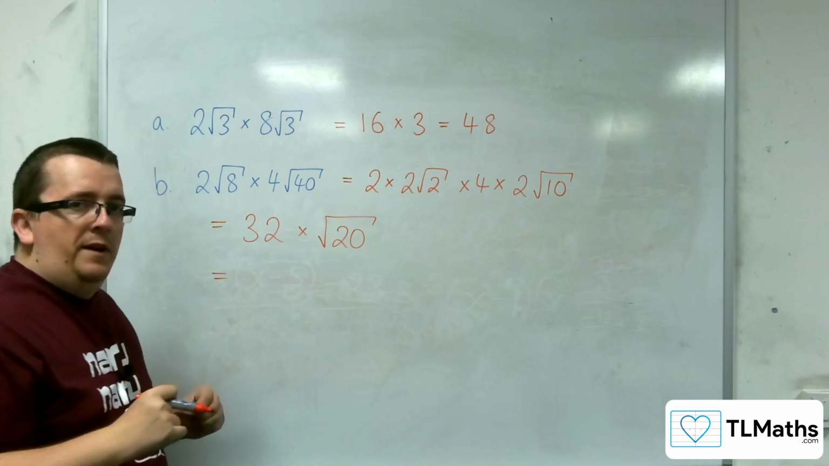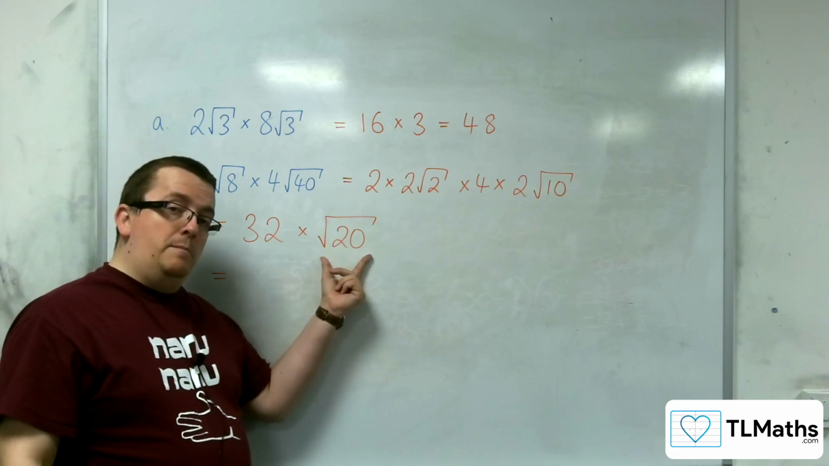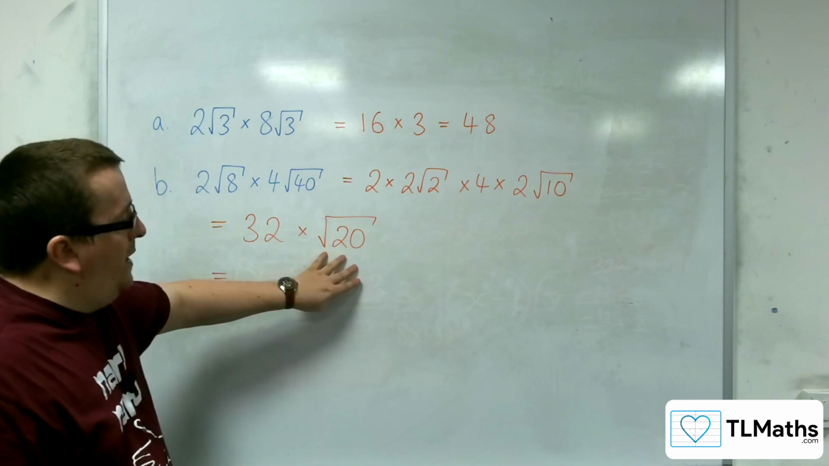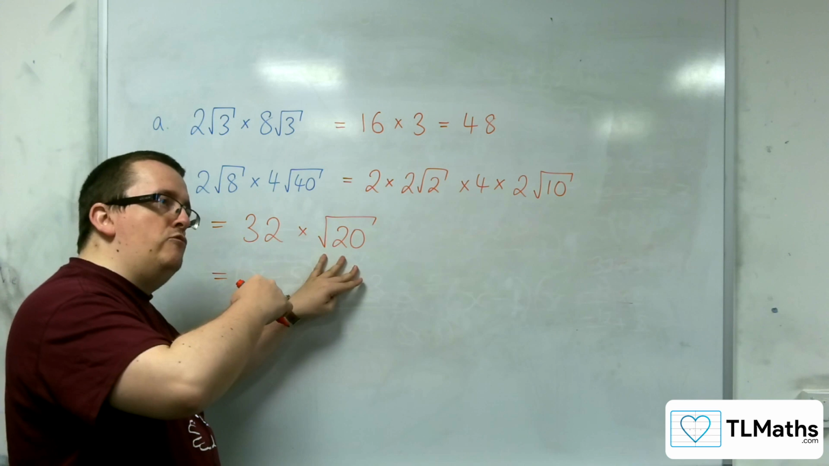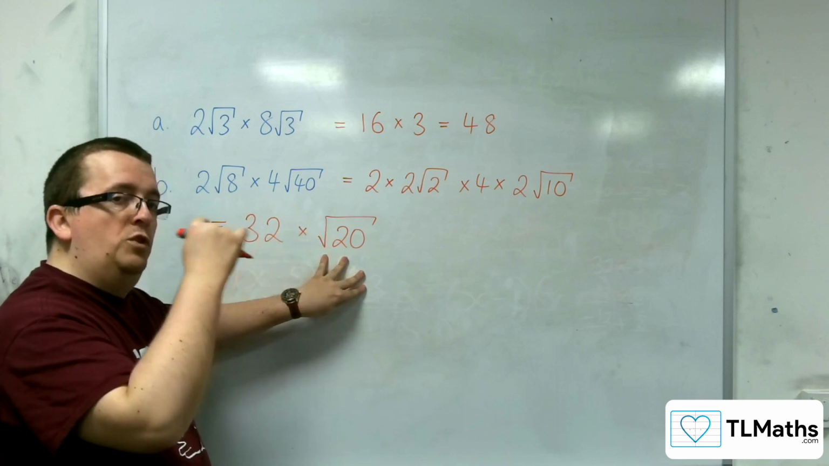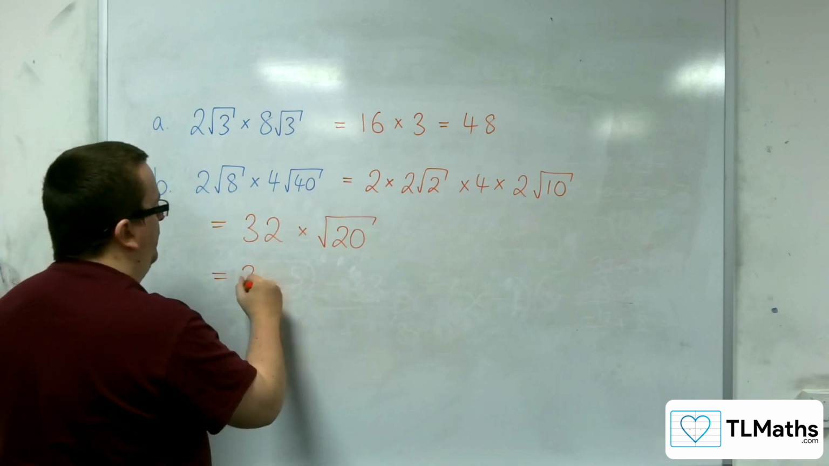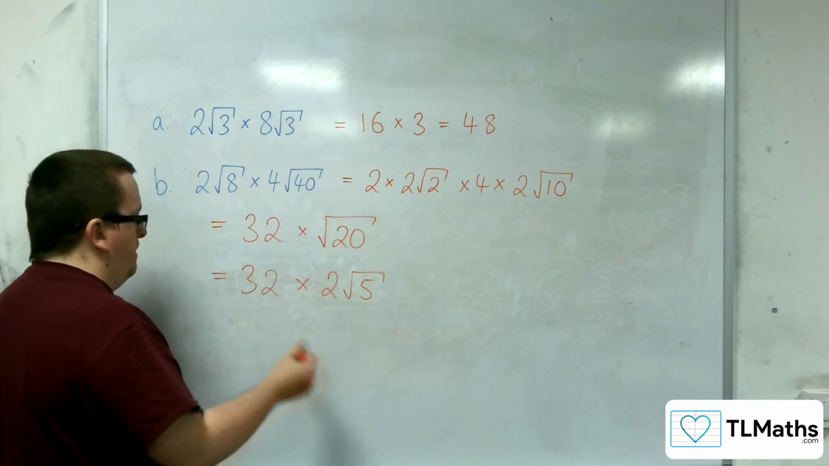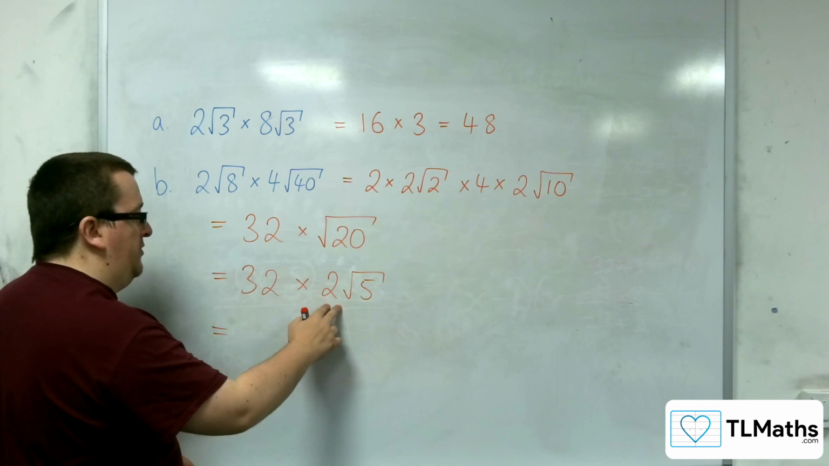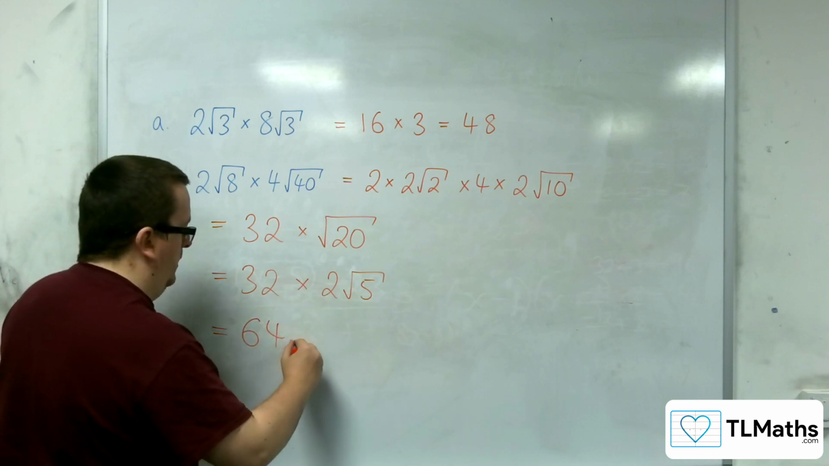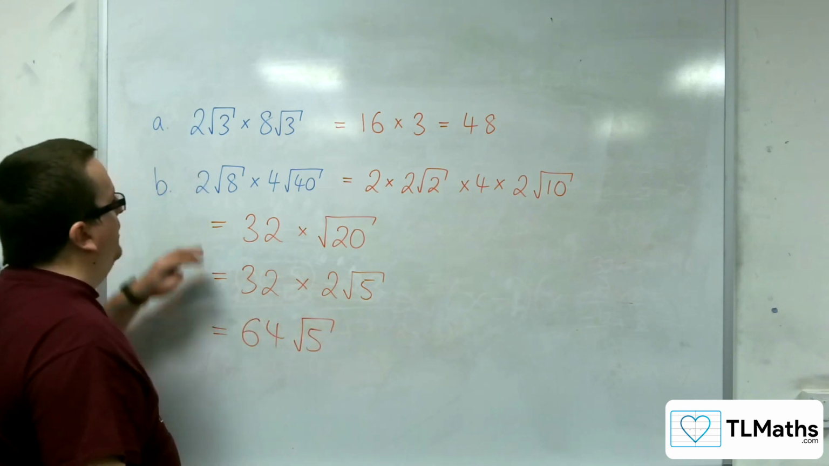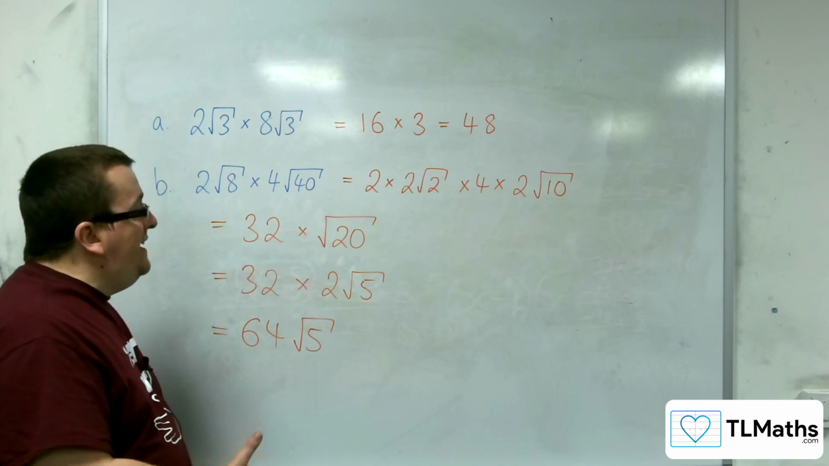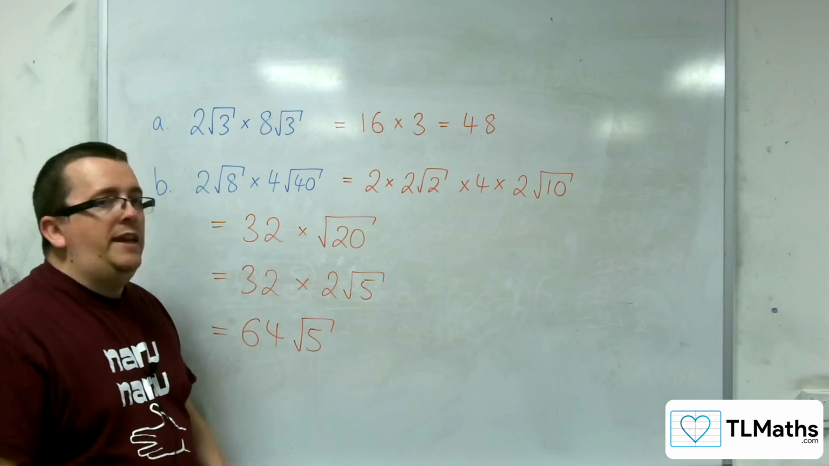Now, this could be simplified a little bit further because there's a square number that goes into 20, namely 4. So root 20 I can write as the square root of 4 times 5, which is 2 root 5. So this is 32 lots of 2 root 5. And so I've got 32 times 2, which is 64, and I've got the root 5. So this simplifies down to 64 root 5, and you would need to be able to show those stages to get there.